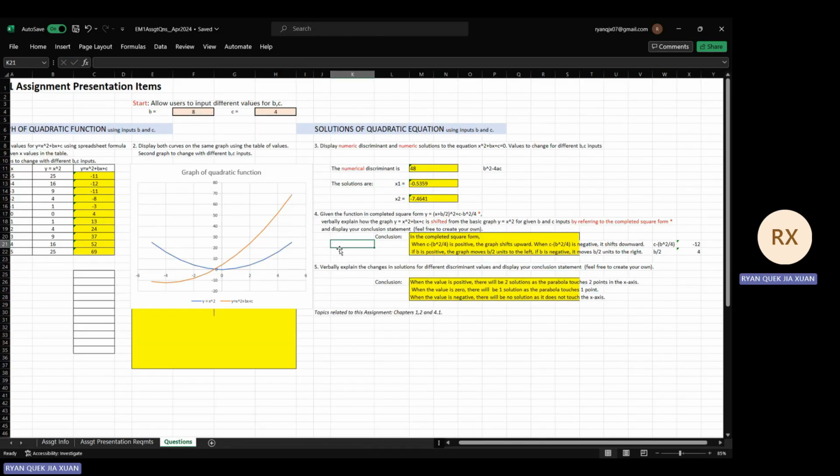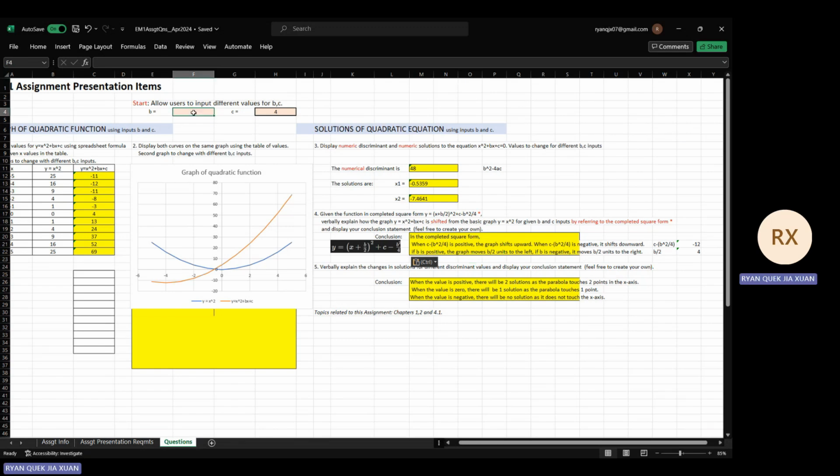For question 4, we're supposed to see how the orange curve referring to x squared plus bx plus c shifts from the blue curve referring to x squared from the completed square form. And we can conclude that in the completed square form, when c minus b squared over 4 is positive, the graph will shift upward. When c minus b squared over 4 is negative, it will shift downward. But if b is positive, the graph will move b over 2 units to the left, and if b is negative, it will move b over 2 units to the right.